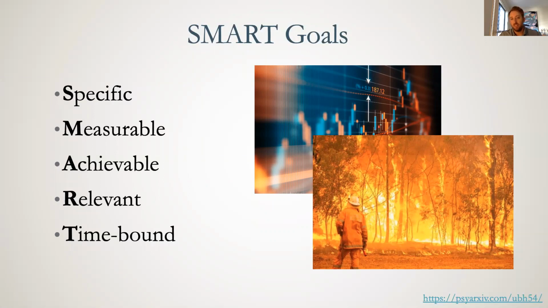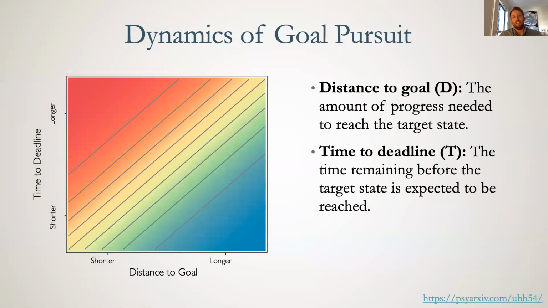Here, we're specifically concerned with so-called SMART goals. So these are goals that are specific, they're measurable, meaning that progress towards the goal can be quantified, they're achievable, they're relevant, and they're time-bound, meaning that they have a deadline. For our purposes, the measurable and the time-bound properties are going to be the most important because these are the ones that are dynamic. By dynamic, I mean that these properties change over time as one pursues a goal.